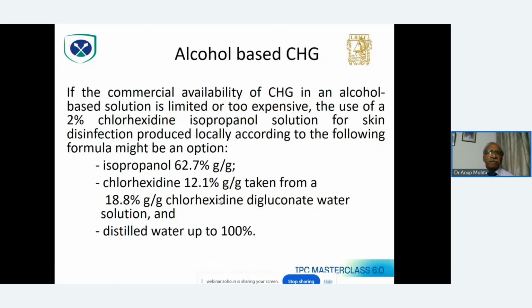Now, sometimes the cost becomes more, and if the commercial availability of chlorhexidine and alcohol-based solution is limited or is too expensive due to resources, the 2% chlorhexidine isopropanol solution for skin disinfection can be produced locally according to the formula, and we can have local ingredients mixed in appropriate composition and have a solution for use.